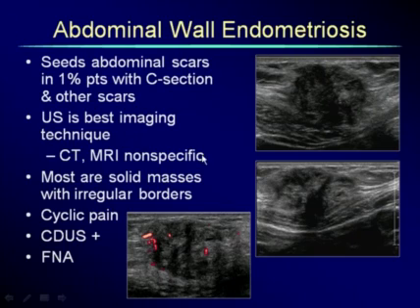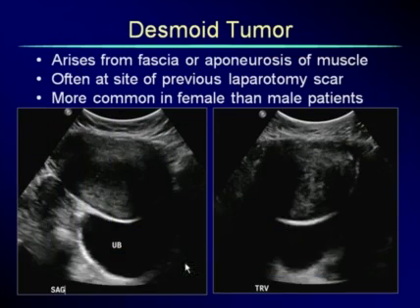Ultrasound is the best technique for imaging these things. It shows us a very nice resolution of this solid tissue. CT and MR are not that specific. These are usually solid masses with very regular borders. And on talking to the patient, you can elicit a cyclic type of pain. You can use color Doppler, and you can guide a needle into it and actually do a biopsy if you're not certain.